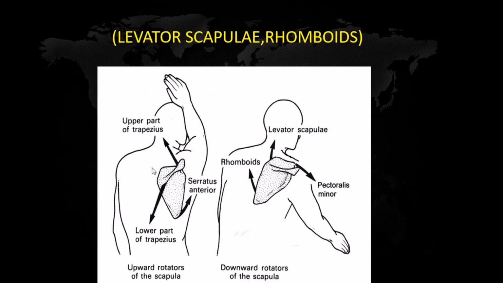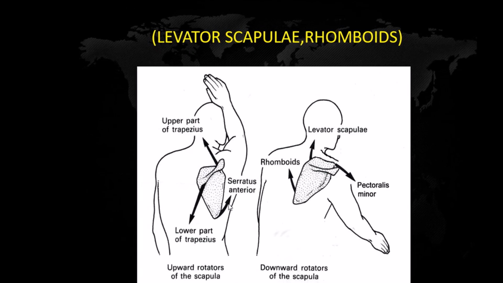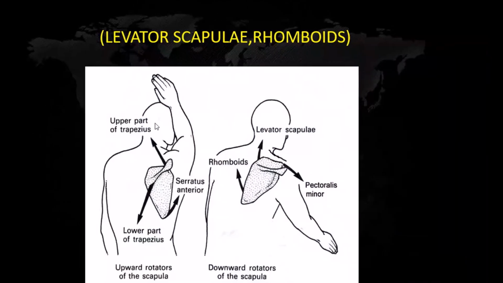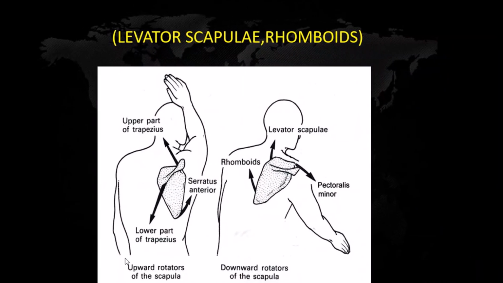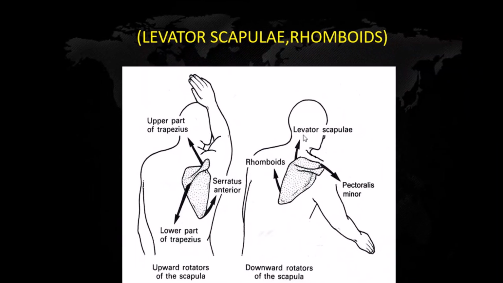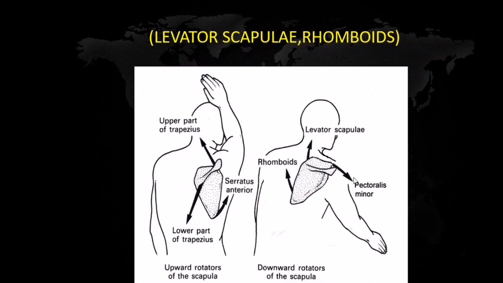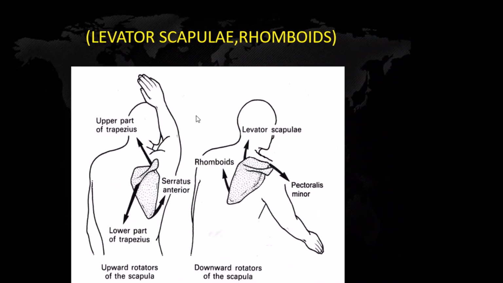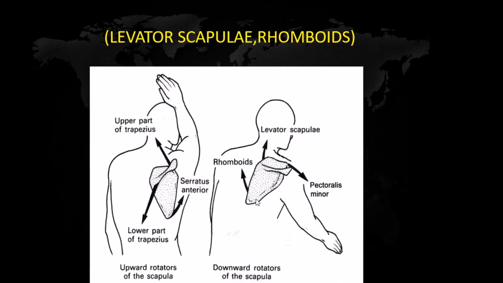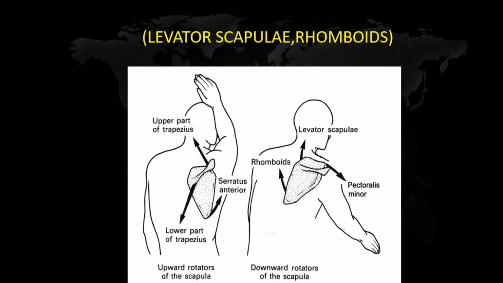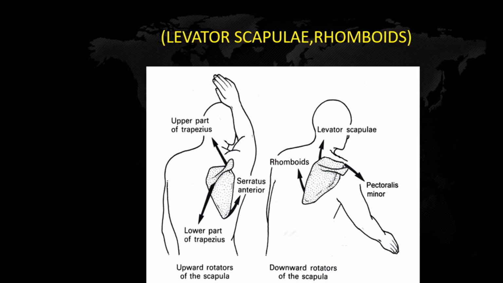You know that the upward rotators include serratus anterior, the upper part of trapezius, and the lower part of trapezius. And you know the downward rotators of the scapula are levator scapulae, rhomboids, and pectoralis minor. So there should be a balance between the upward rotators and the downward rotators of the scapula. So that's the third force couple which provides scapulothoracic stability.